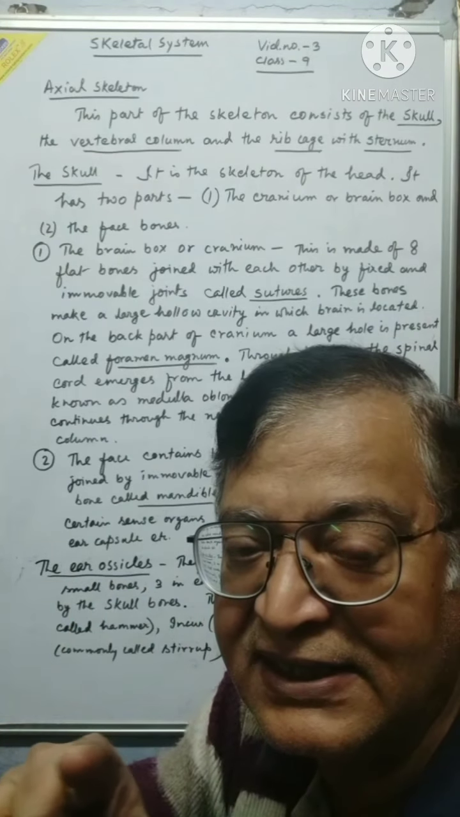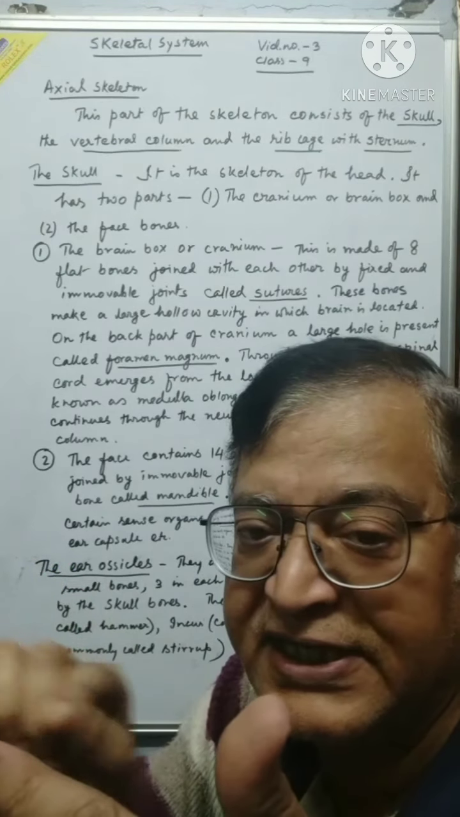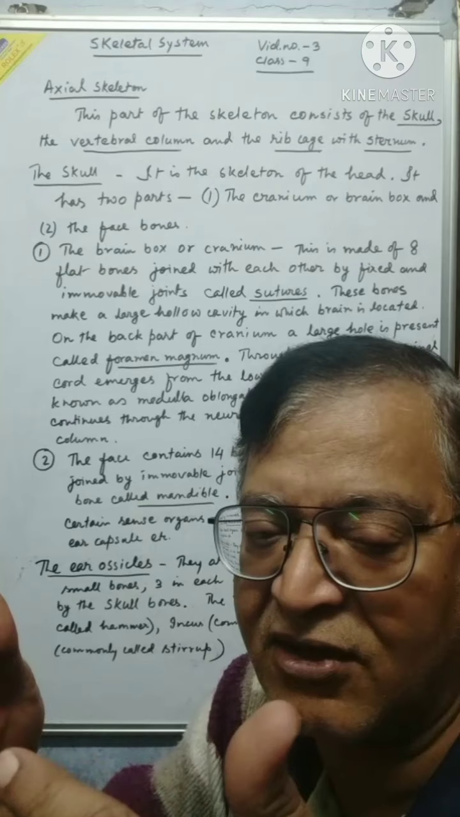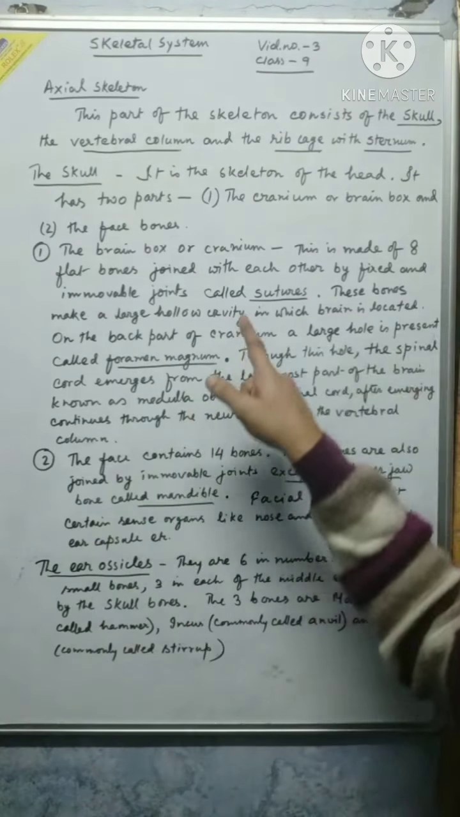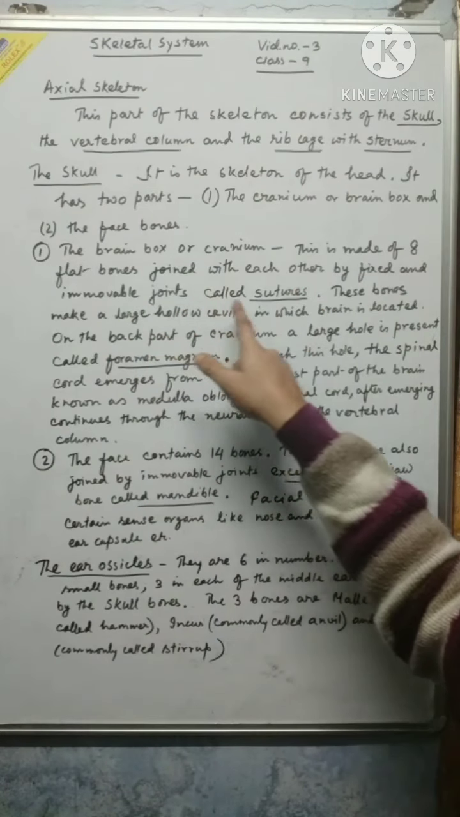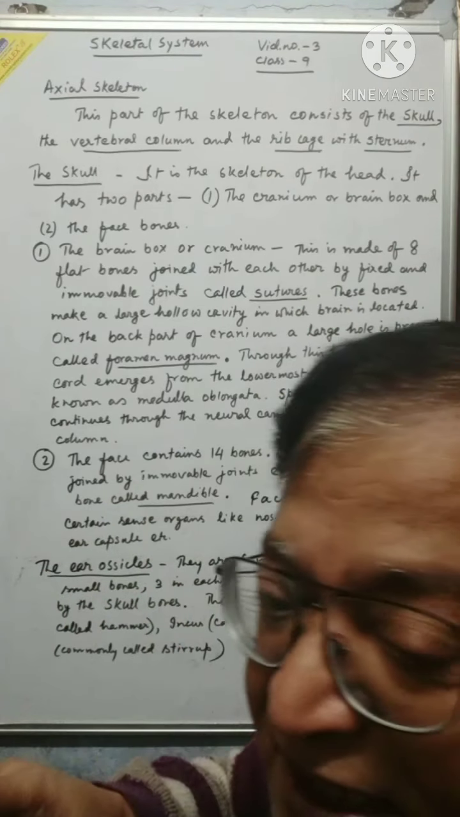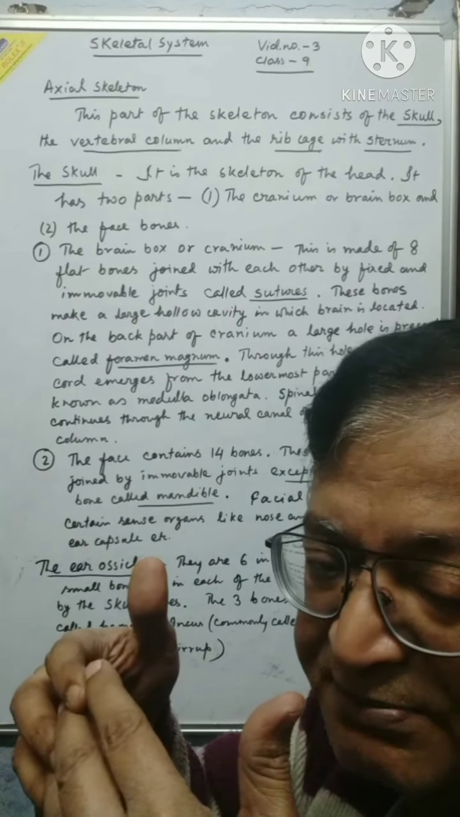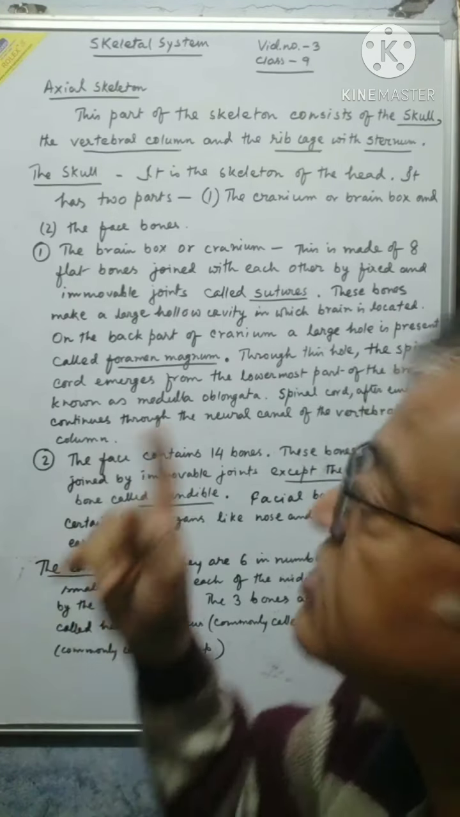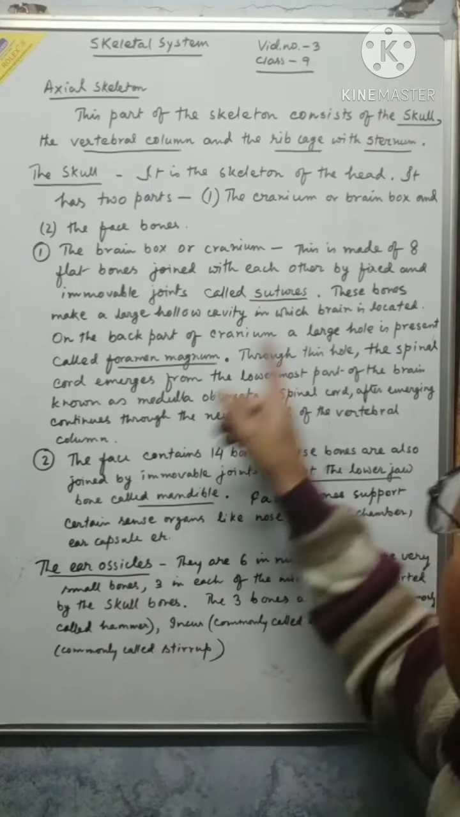This zigzag line and the joint made by these teethed surface edges of the flat bones are called sutures of the brain. Here they are, fixed and immovable joints called sutures. These zigzag lines that represent the interlocking system of the skull, the brain box bones, are called sutures. These bones make a large hollow cavity in which the brain is located. That I already told you.